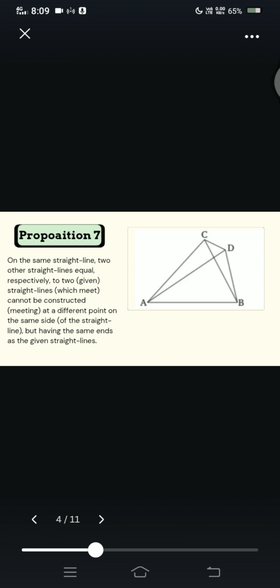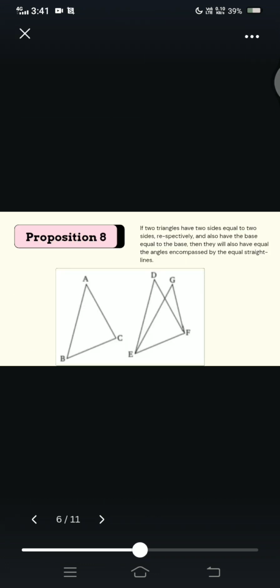Therefore, we cannot have two different points C and D on the same side of AB, such that AC is equal to AD and BC is equal to BD. Only one such point can exist. So let's proceed to proposition 8. According to proposition 8, if two triangles have the same sides equal and the same bases are also equal, therefore the angles inside the triangles are also equal.